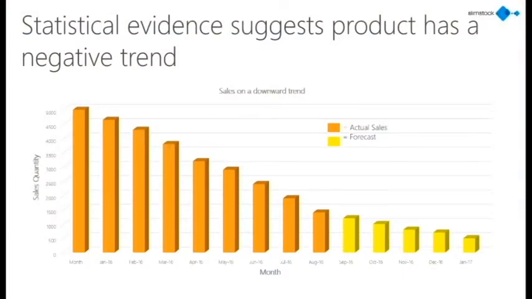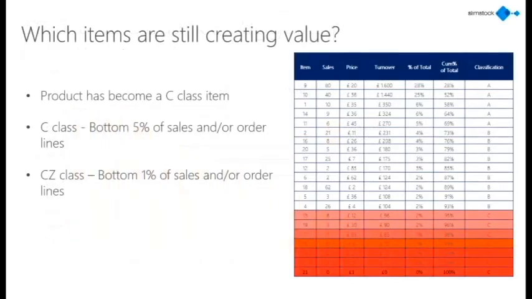Statistically, usually in this case, your product would have a negative trend. So your actual sales against your forecast would be trending downwards at this stage. But some of these items might actually still be creating value, and this is where an ABC analysis would be very useful to the organisation.